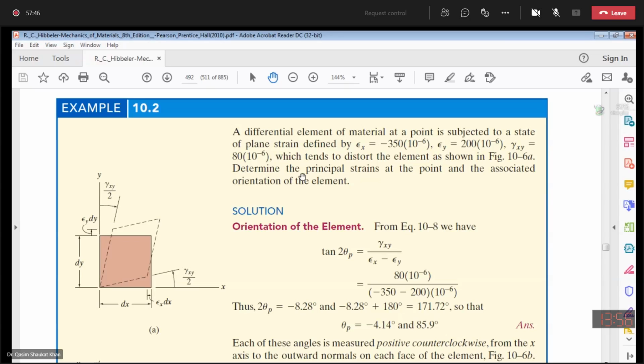So we are required to determine the principal strains and the associated orientation of the element. To calculate the orientation, you have the formula, because we are basically asked to calculate the orientation of the principal plane. So tan 2 theta p is equal to gamma xy over epsilon x minus epsilon y. So please calculate this.